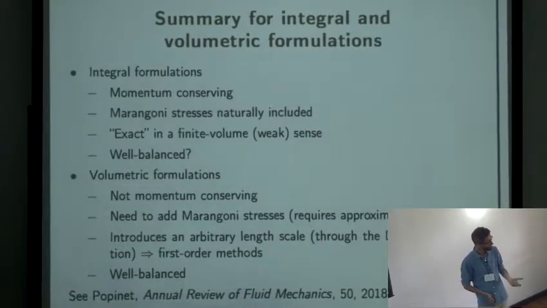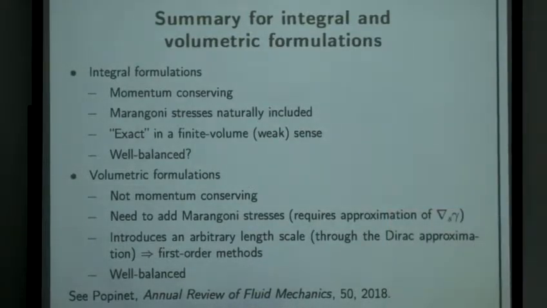The Marangoni stresses, let's say the variable surface tension stresses to be more accurate, are naturally included. They are exact in a finite volume sense, so I didn't really insist on that. But if you look at it in an integral sense, the only thing which limits the accuracy with which we will get surface tension for these methods is the accuracy of the geometry description, right? If you have second order accurate tangents, you will get second order accurate results for surface tension.